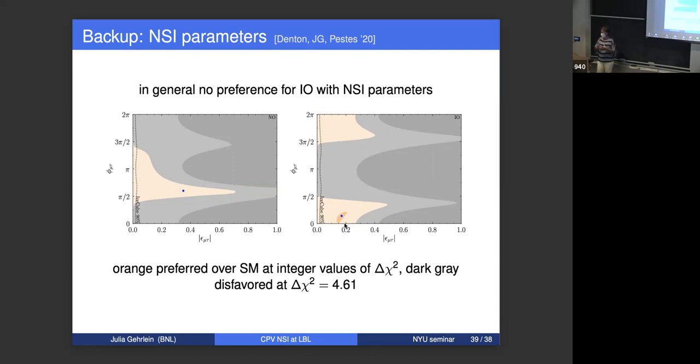That's correct. And I don't think you would necessarily need to introduce NSI to resolve any tension between T2K and NOvA because the tension is not really there.